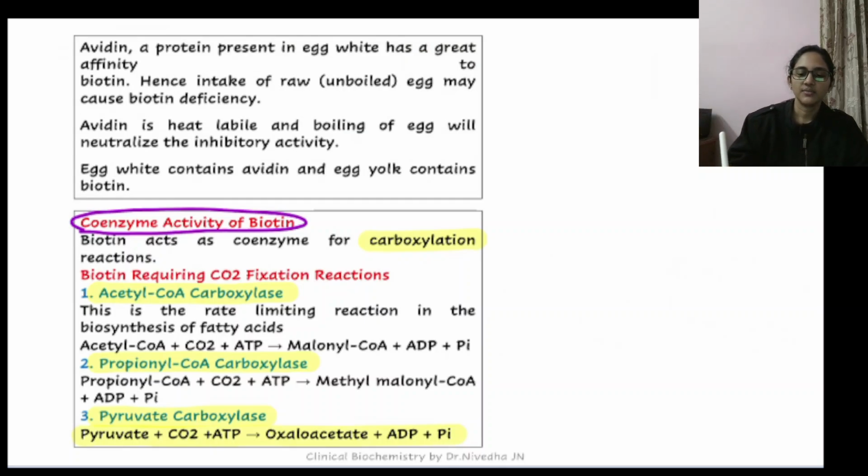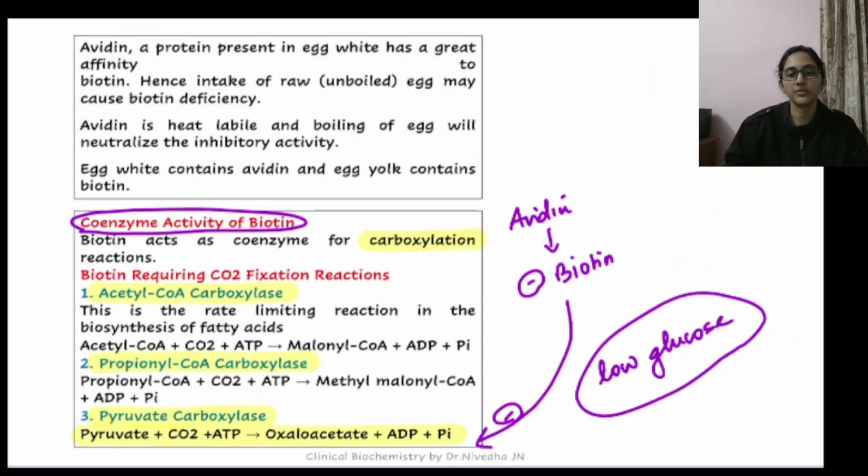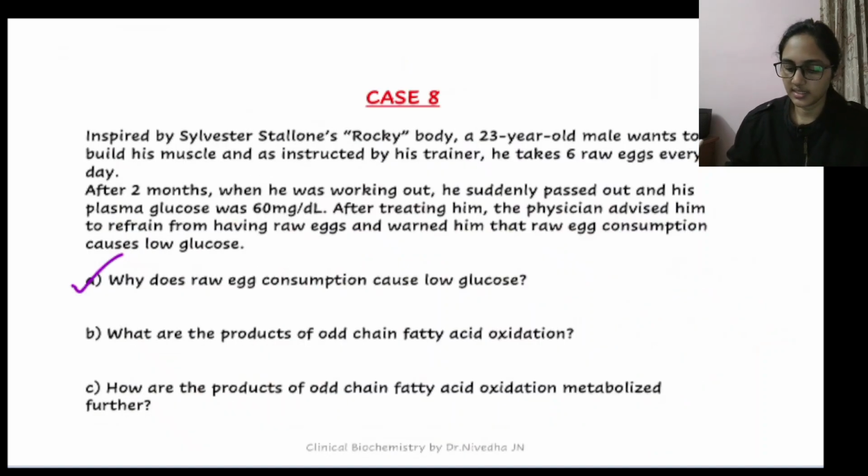So whenever there is avidin, it is going to inhibit the absorption of biotin. So there will be biotin deficiency. This will in turn inhibit pyruvate carboxylase. So that is why you find low glucose. So this is just simple. This is the reason.